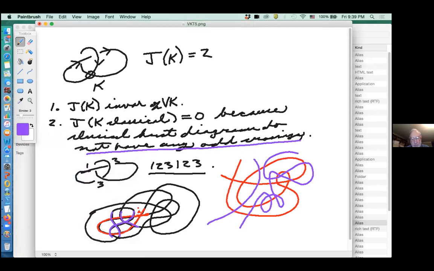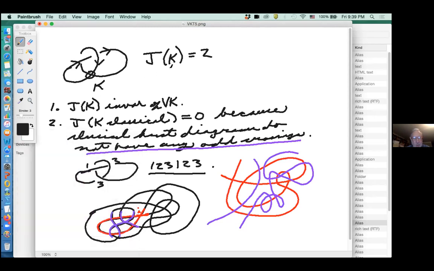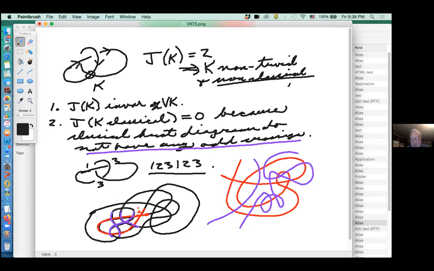No odd crossings. And therefore, the invariant will be zero on classical knots. So that's good. That means that if we have J equal to two, that implies that K is non-trivial and non-classical. And what I mean by non-classical is serious. I mean, you could have a virtual knot that really was classical.